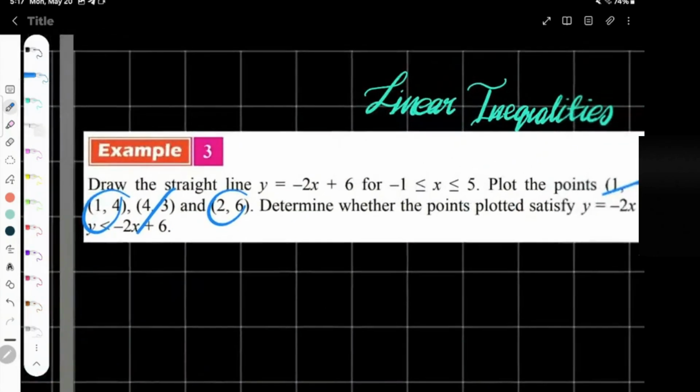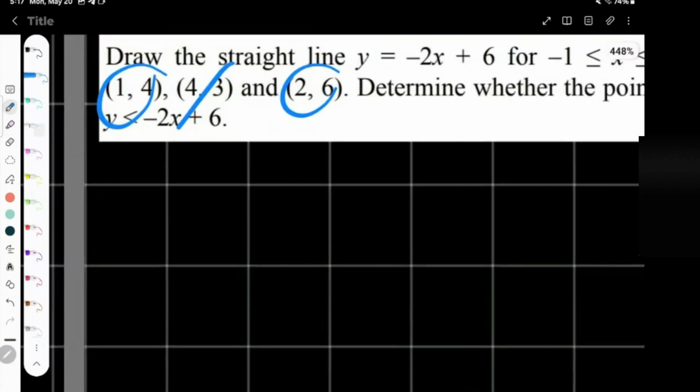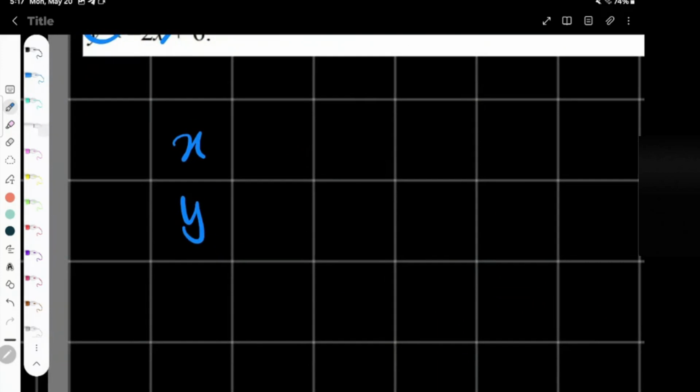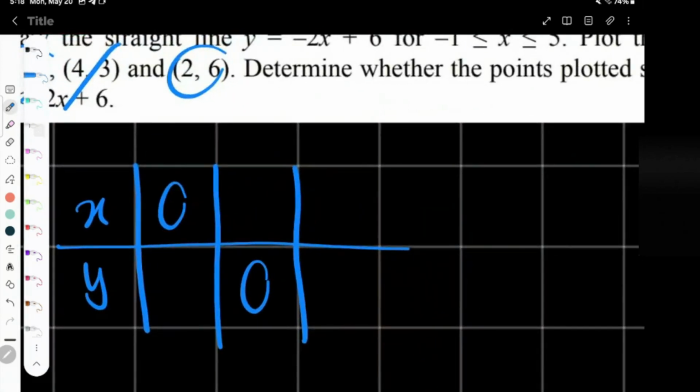First, they ask you to draw the straight line. How do you draw a straight line? You have to use the box method, where you split the thing into two boxes, an X and Y box. Then you put two values, which is very important: the X intercept and the Y intercept. I forgot which one is which. If X is 0, this is the Y intercept.